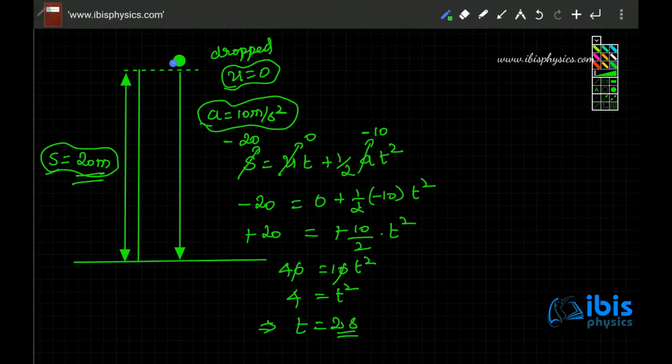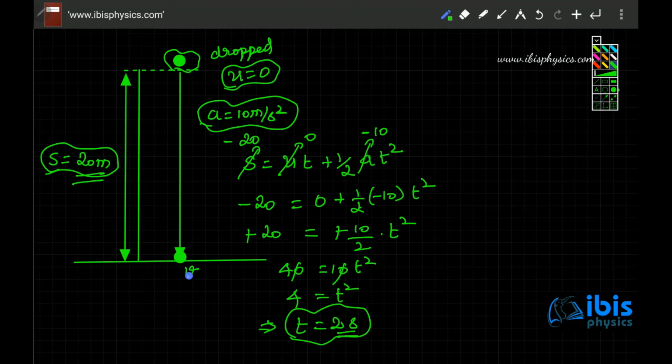So if a ball is dropped from a height of 20 meters, it just takes 2 seconds to come to the ground. And with what velocity will it strike the ground? The ball's initial velocity is 0 because we are just dropping it. When it hits the ground, at this point the velocity is v. We don't know what the velocity is, so let us assume it is v.